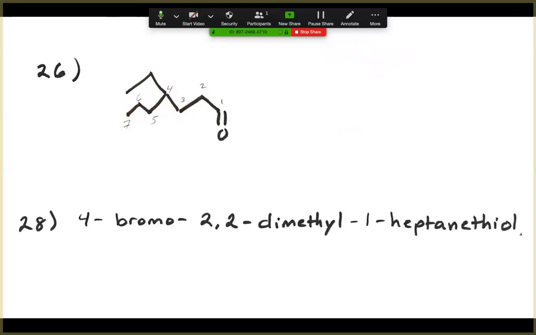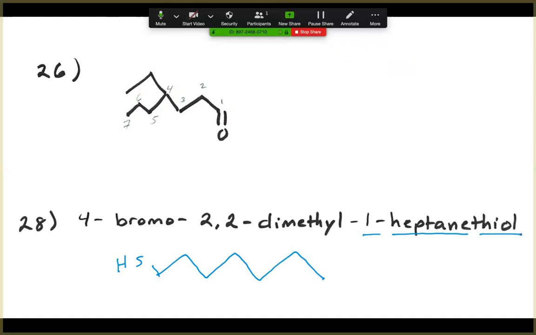Then we got this beast of a name down here. But actually, again, like I said, it's easier to go from names to structures. Be very rigid on how you attack it. Heptanethiol. It's 7 carbons long, and it ends in a thiol. How do I know it ends in a thiol? Because it's at the 1 position. So 1, 2, 3, 4, 5, 6, 7. I have a thiol, SH, at the 1 position, right?